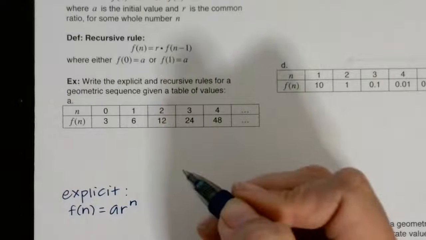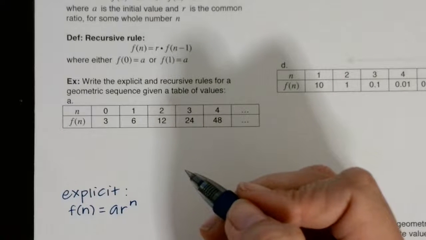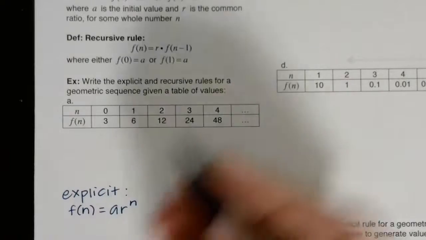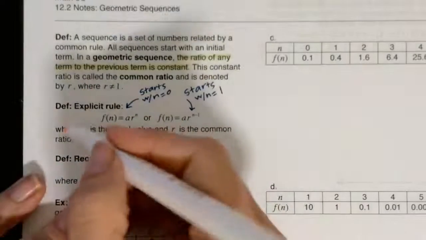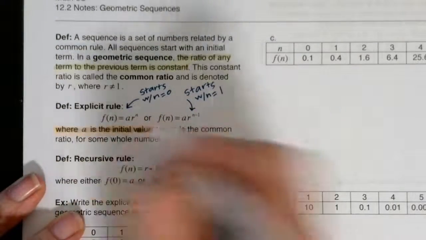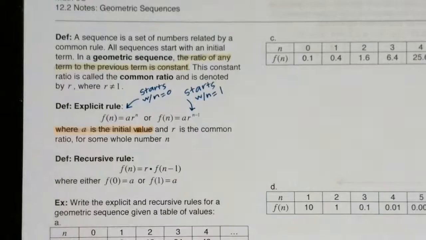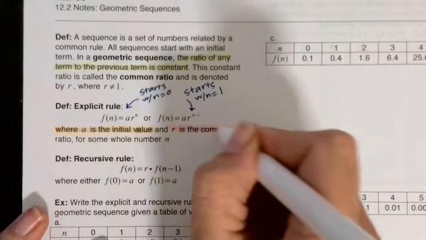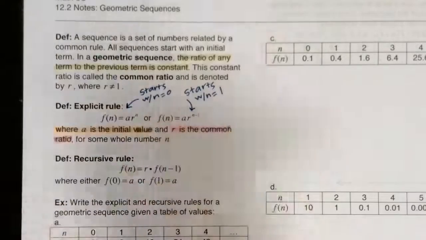And I know you guys are just going to think this is super easy, but I'm being very detailed. So in order to write this rule, I need a and I need r. That's what I need to plug in. So a equals your initial value. And if you didn't see that up above, right here, if you want to go back up and highlight, where a is the initial value and r is the common ratio. Okay? For some whole number n. That's just the number of terms or whatnot.